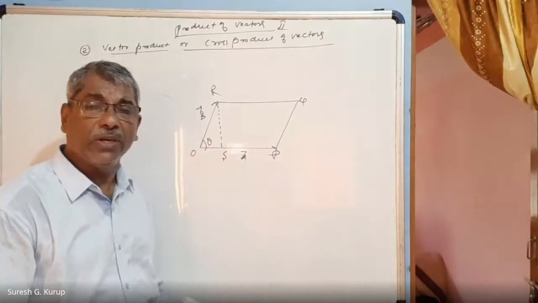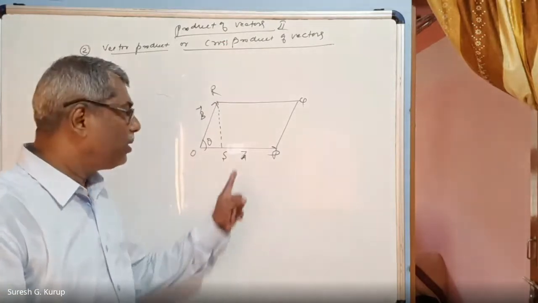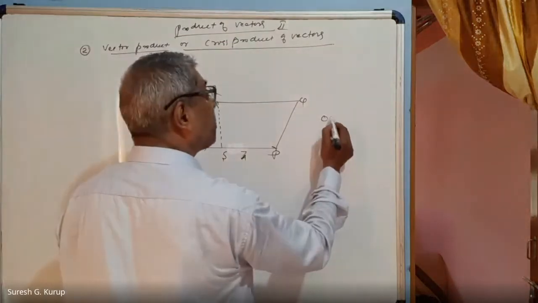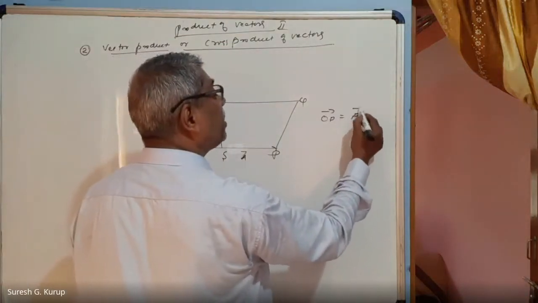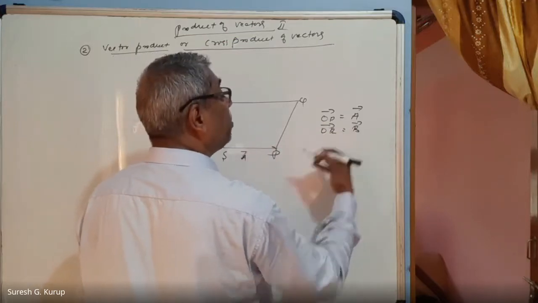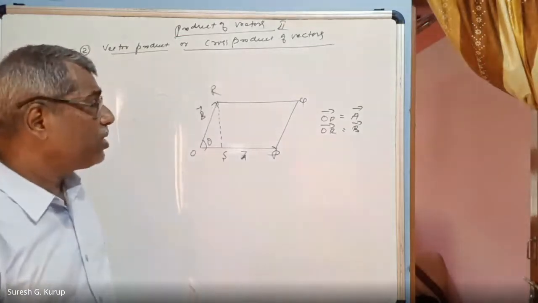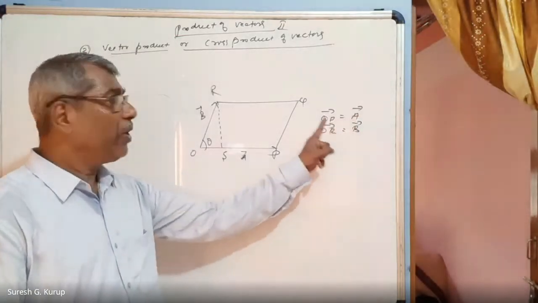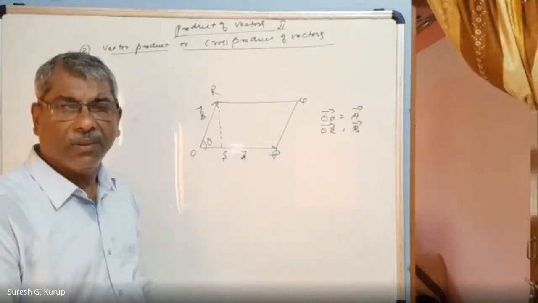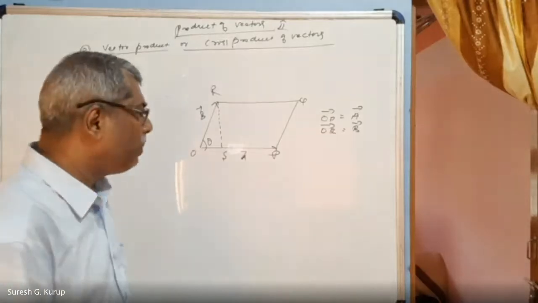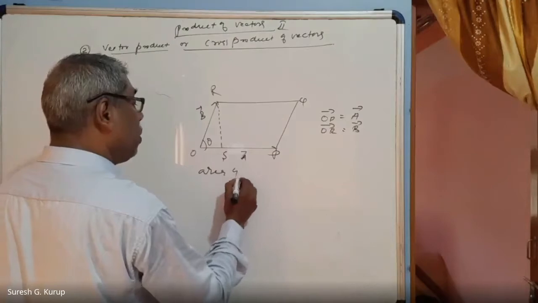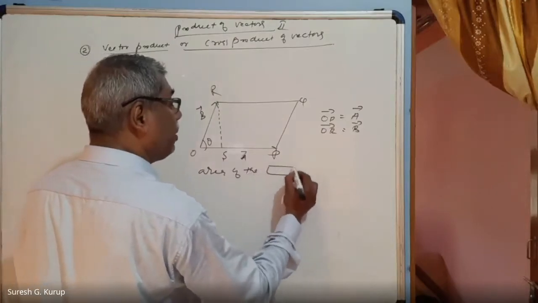We have two vectors, vector A and vector B, adjusted by the two sides of a parallelogram. In this case, vector OP is equal to vector A, and vector OR is equal to vector B. These vectors, OP and OR, are making an angle theta. Right? Suppose we wish to calculate the area of the parallelogram.